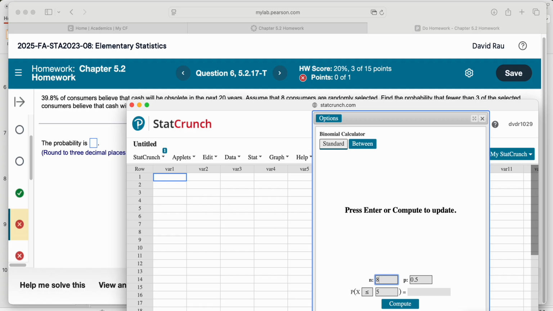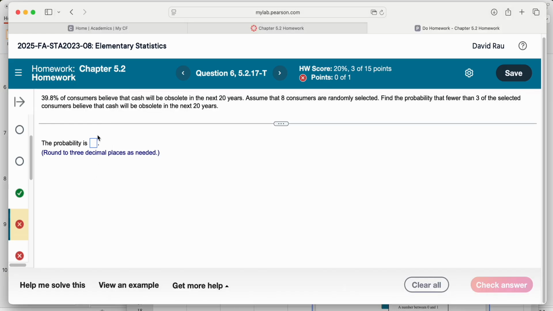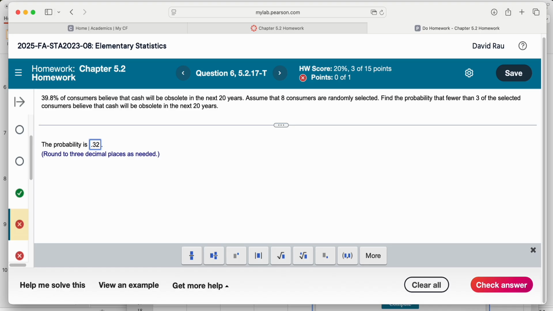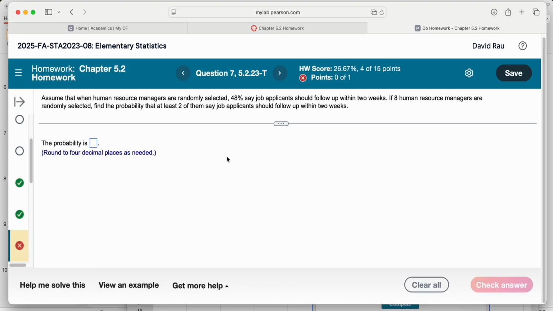Now it said 8 consumers, and 0.398 probability will think it'll be obsolete, and I want fewer than 3 to think it will be obsolete. So fewer than 3 means less than 3, not less than or equal to, but strictly less than 3. Fewer than 3 is 0, 1, or 2. This has x is less than 3, so 0, 1, or 2. And there's my answer, 0.319, or I guess 0.320 when I round that to 3 places. So we're just reading the question and going right to the StatCrunch binomial calculator.